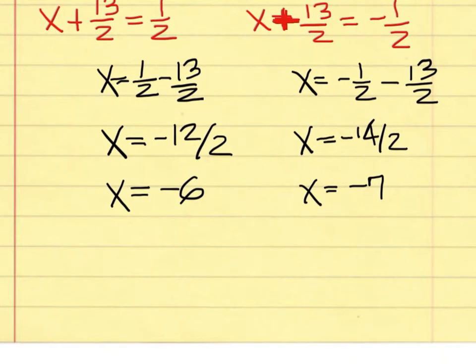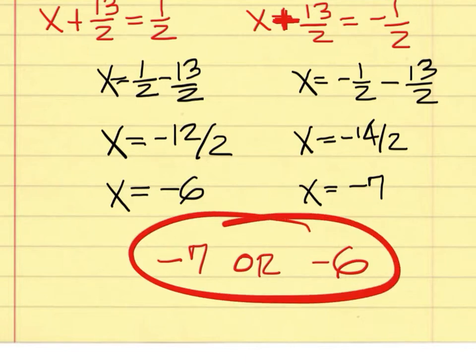How would I express my final answer to this problem? Can somebody read it off? Spradlin. -7 or -6. -7 or -6 is the right answer.